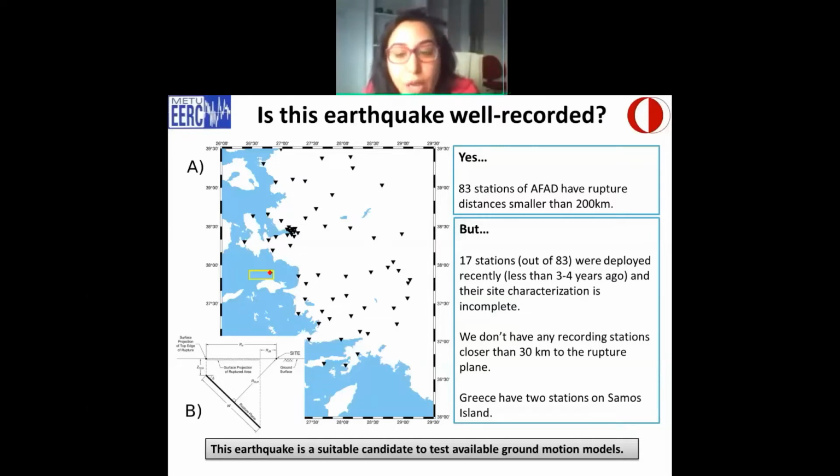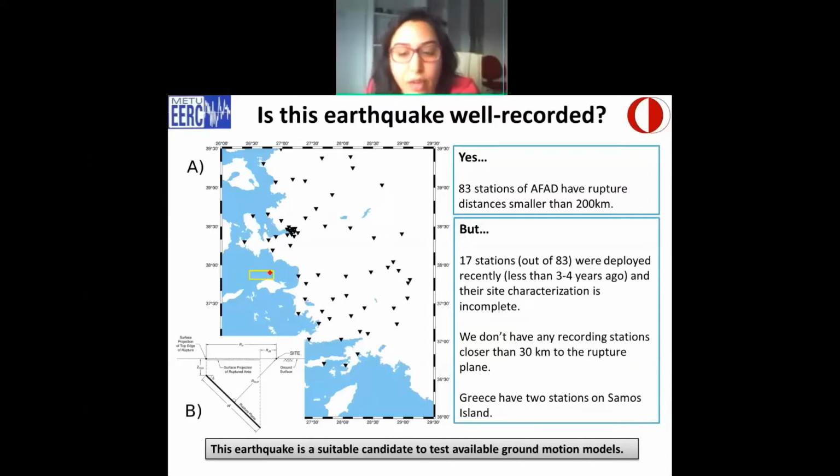The answer is kind of no, because out of these 83 stations, 17 stations were deployed quite recently, I mean less than 3-4 years ago. Therefore, their site characterization is not complete yet. So we don't know the site characterization values, VS30, or anything else about these sites. So these stations will not be usable in our testing procedure. The other important issue is we don't have any recording stations closer than 30 kilometers to the rupture plane. As you can see on the screen, our nearest station is approximately 32 kilometers away from the rupture plane.